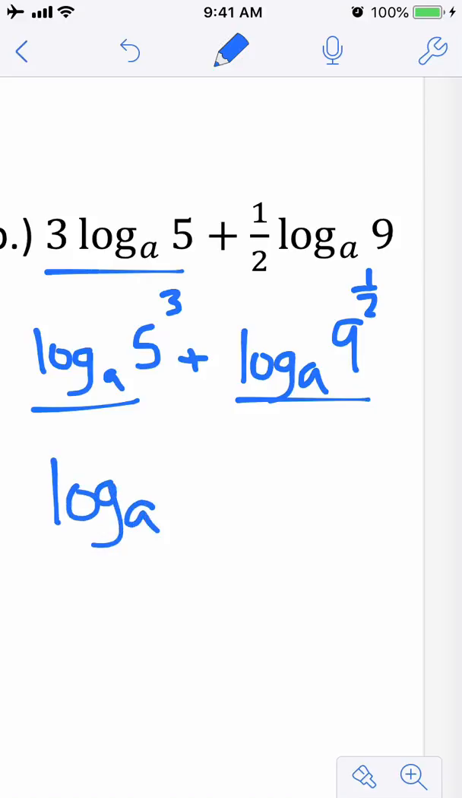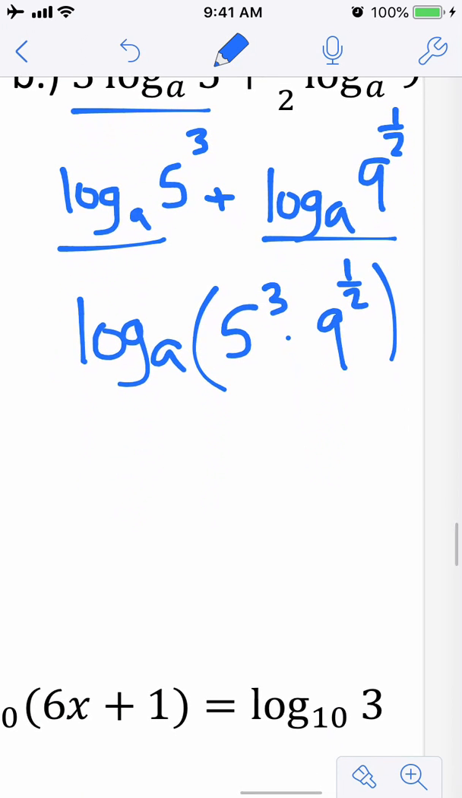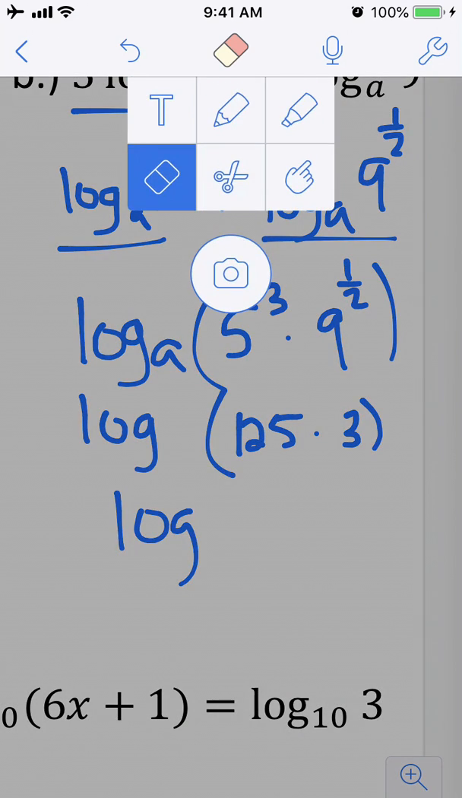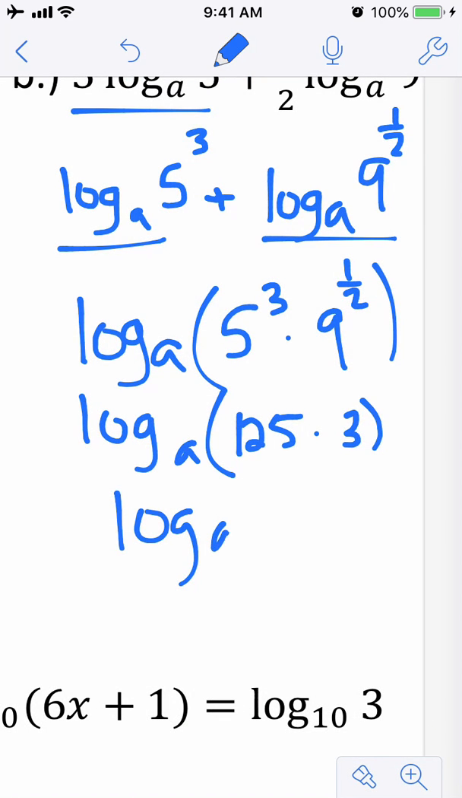So we have log A of 5 to the third times 9 to the 1/2. Okay, well 9 to the 1/2 is 3, and 5 cubed is 125. 125 times 3, that's 375. So once again, I have 125 times the square root of 9, which is 3. I have log A of 375.